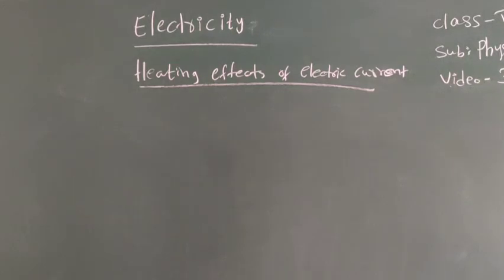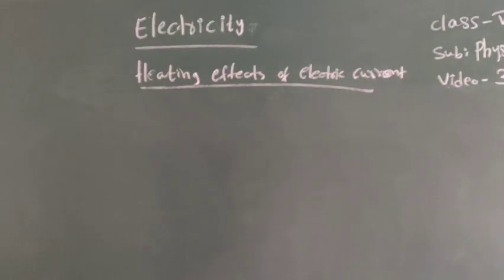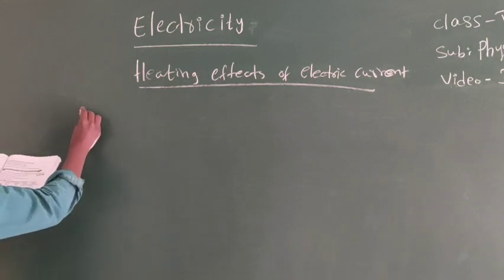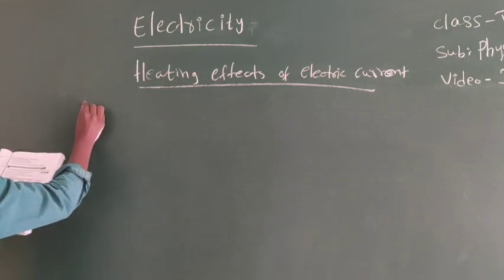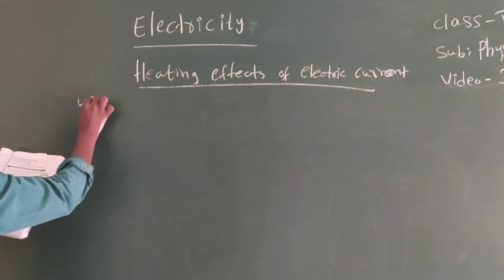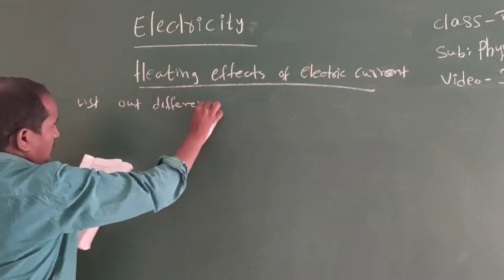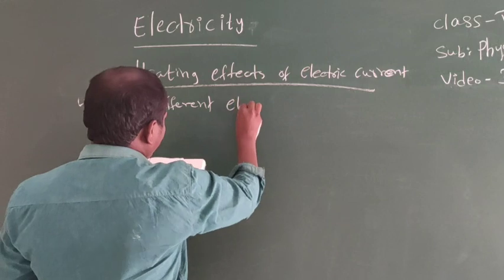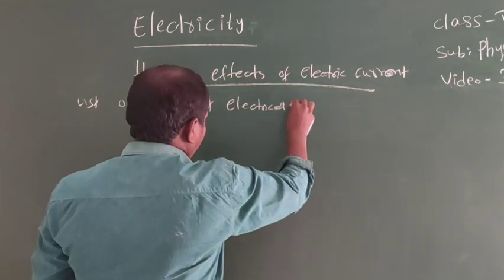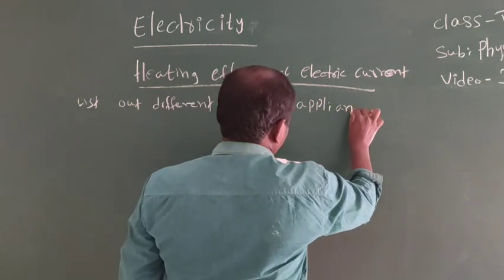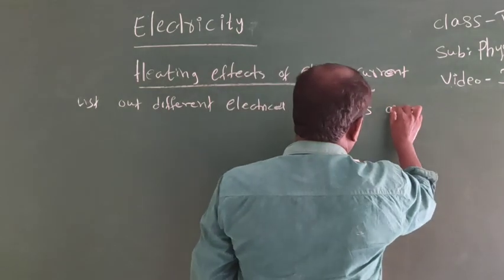Heating effects of electric current. First one, list of different electrical components, electrical appliances, and their uses.